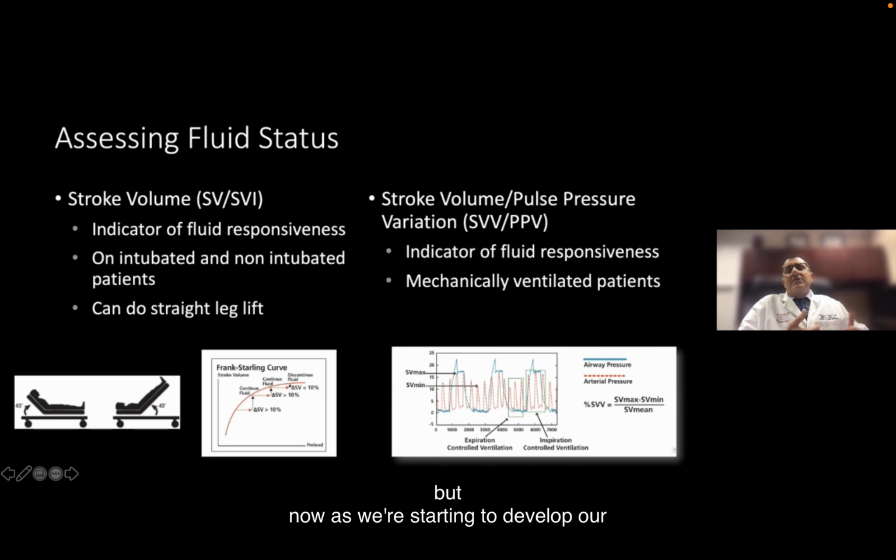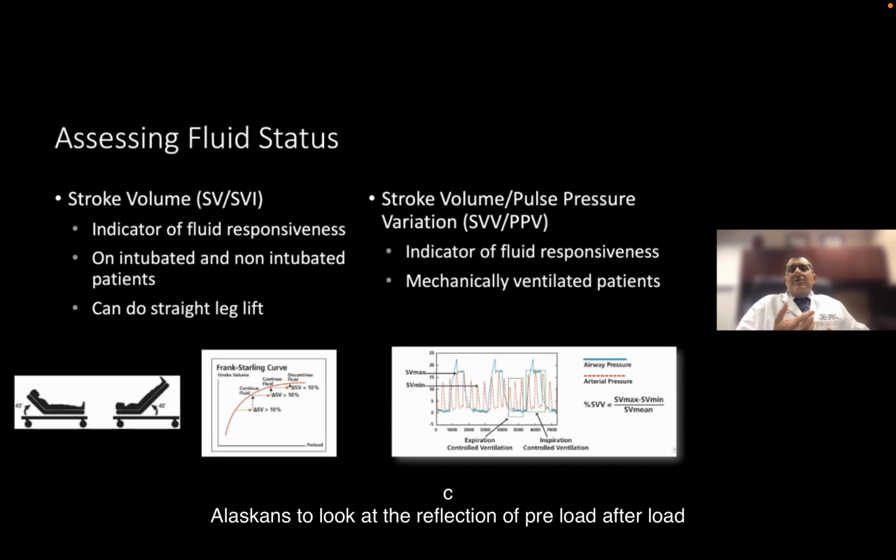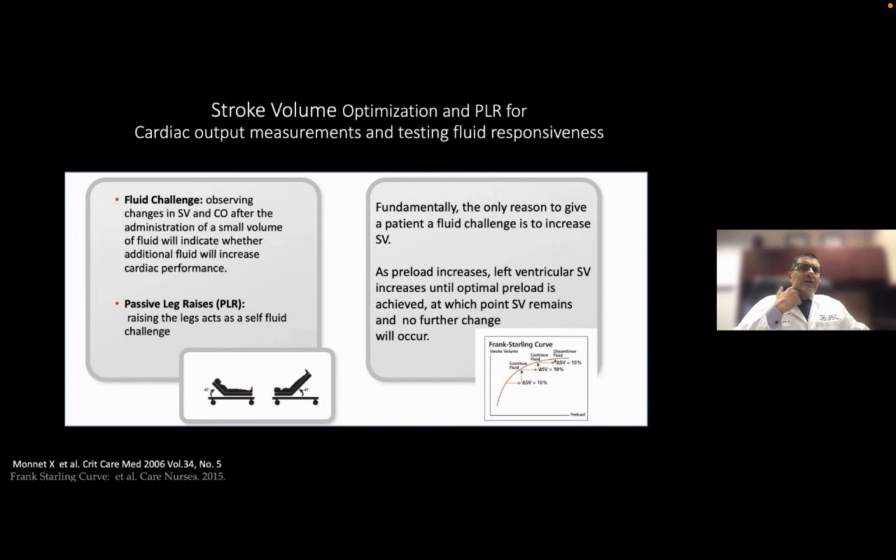But now, as we're starting to develop our technology, Edwards has HPI, the hypotension predictive index, which allows us to separate those contractility, stroke volume variation, and dynamic elastance measures to look at the reflection of preload, afterload, and contractility. So stroke volume optimization, just like I talked about, and I kind of already went over the slide, is extremely important.